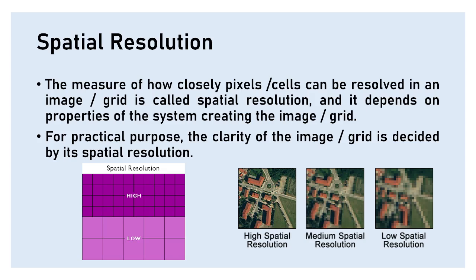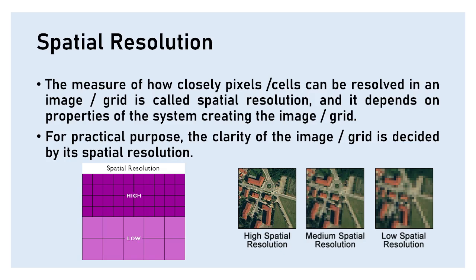Then sir had discussed spatial resolution. So the measure of how closely pixels or cells, because as I said, we are discussing the raster data model. In that, either pixels can come or cells can come depending on the data that you're handling. So here we are giving a general overview. Spatial resolution is basically the measure of how closely pixels or cells can be resolved in an image or grid, and it depends on properties of the system creating the image or grid.